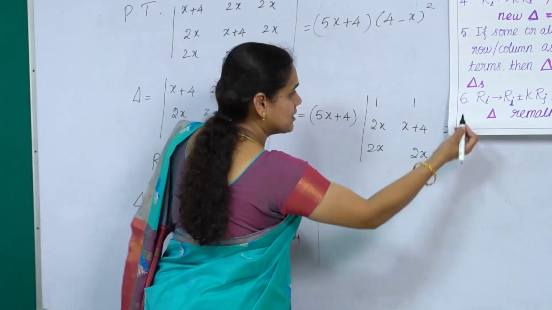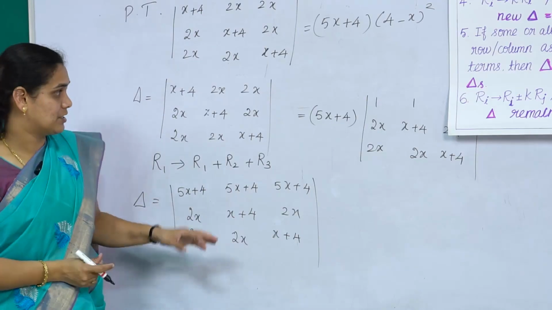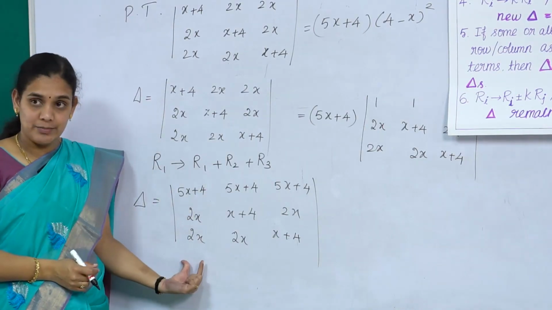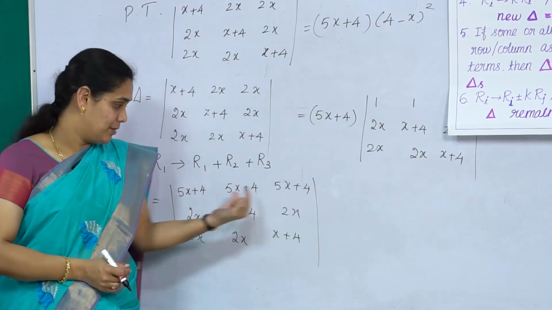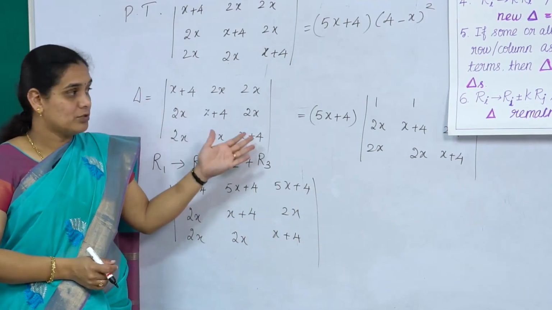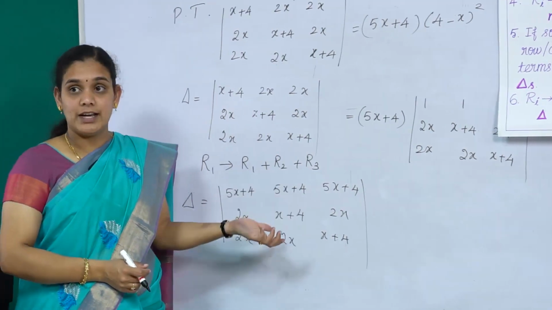This is a common procedure for any problem using the properties of determinants. You try to make any one row or column having all the elements the same. See, I have made the first row have the same element, 5x plus 4, 5x plus 4, 5x plus 4. You try to do this. Almost 80% of the problems will be satisfied. If you do this, you will get the answer easily.